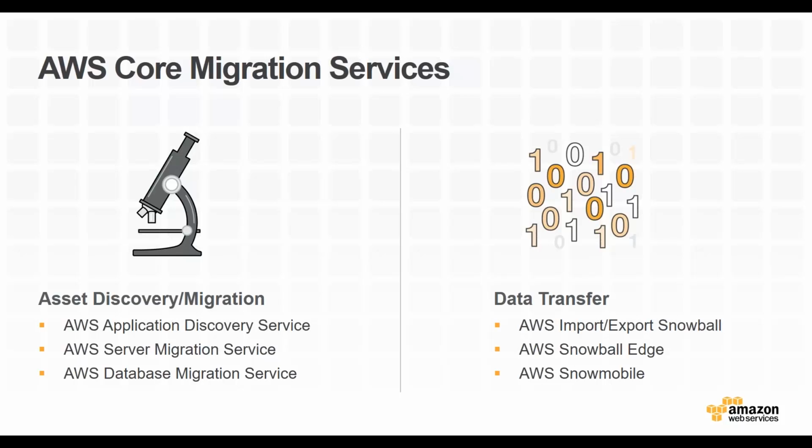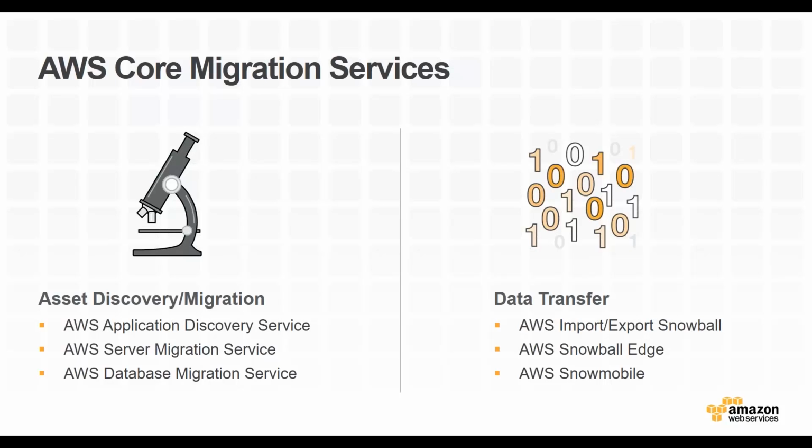AWS Database Migration Service, one of my favorite AWS services, helps our customers migrate databases to AWS easily and securely. The source database remains fully operational during the migration, minimizing downtime to applications. AWS DMS service supports both homogeneous migrations, such as Oracle to Oracle, as well as heterogeneous migrations, such as Oracle to Amazon Aurora.